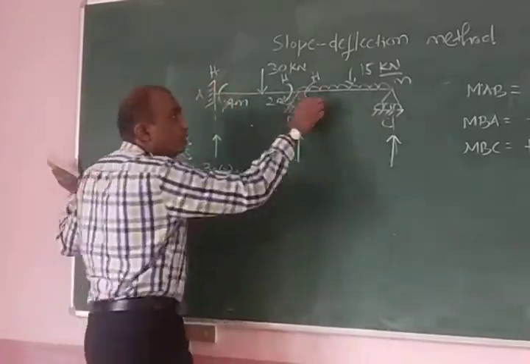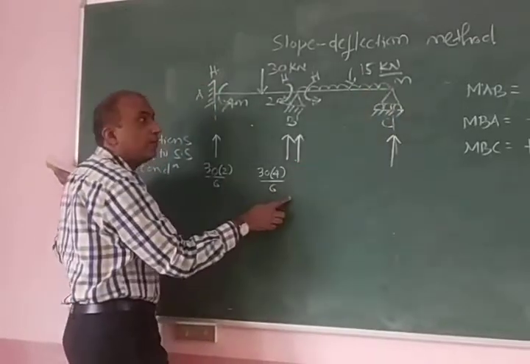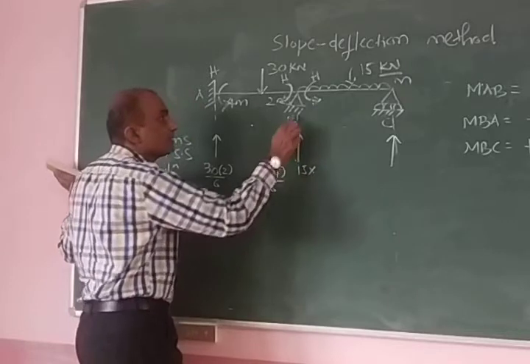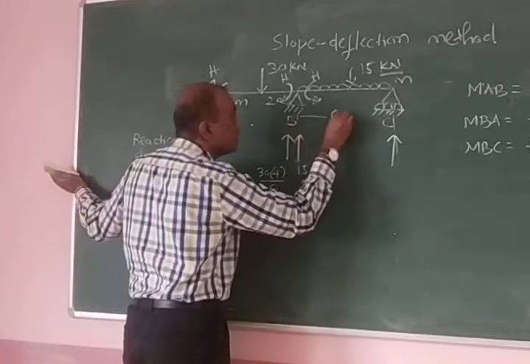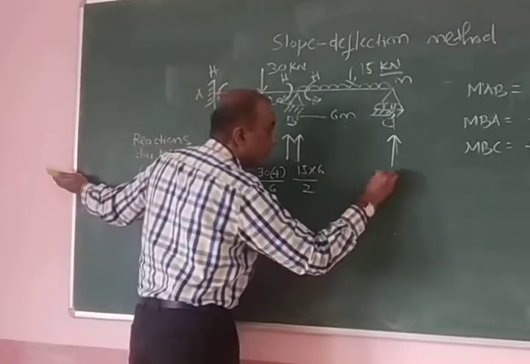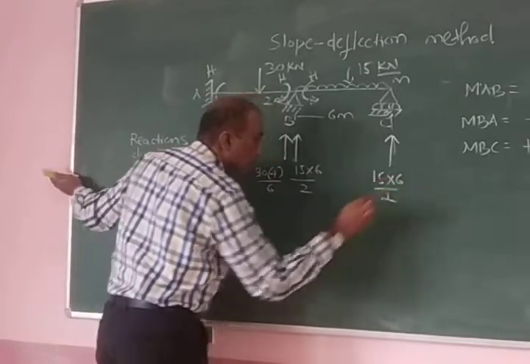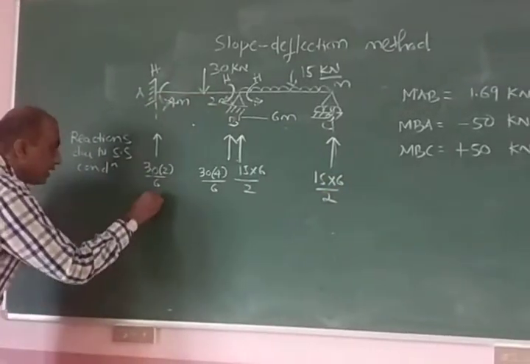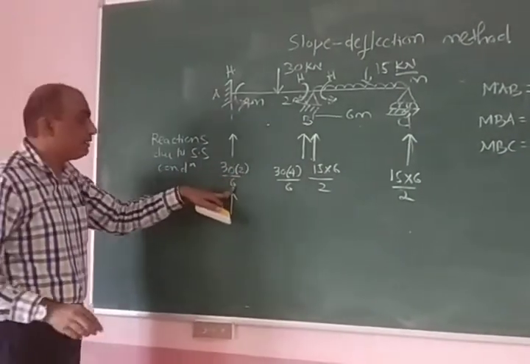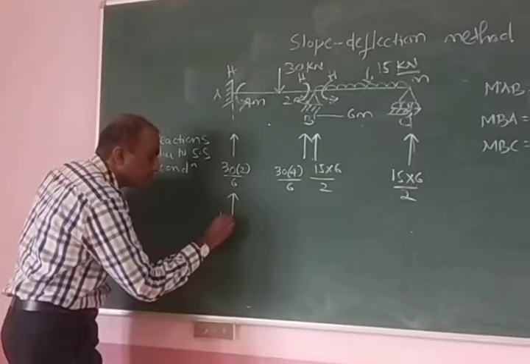And what are the free reactions for these two supports? When UDL is there, WL by 2. W is 15. L is how much? 6. Again, this is 6 meters. Divided by 2. 15 into 6 divided by 2. Directly you should be able to write. So these free reactions are 30 into 2, 60, divided by 6 is 10 kilonewton.